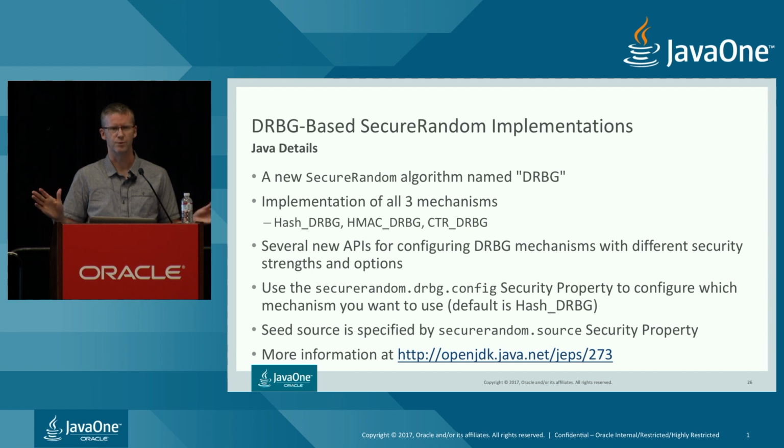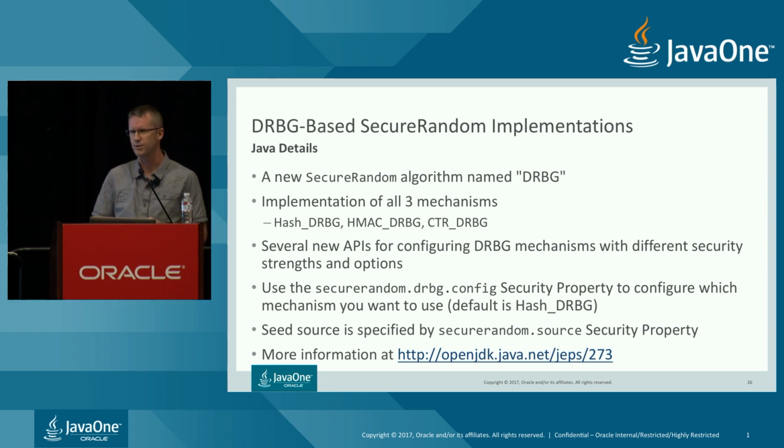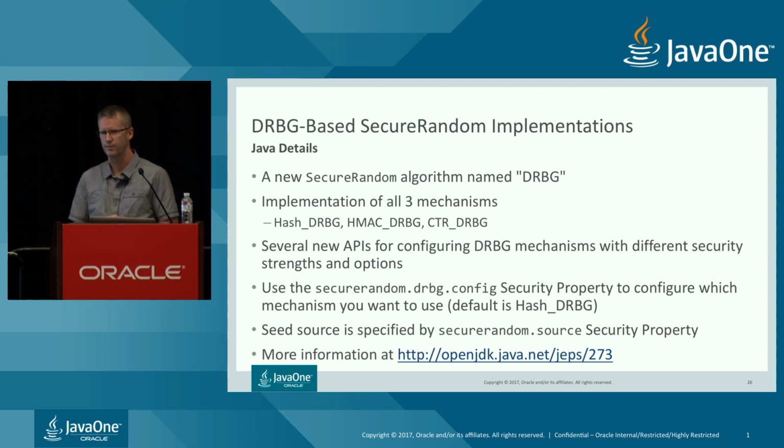The default, if you don't do anything, is Hash DRBG. The seed source, by default, is specified by the existing securerandom.source security property. And I don't recommend using the setSeed method unless you really know what you're doing. Just use this default seed source. And more information is at JEP 273.